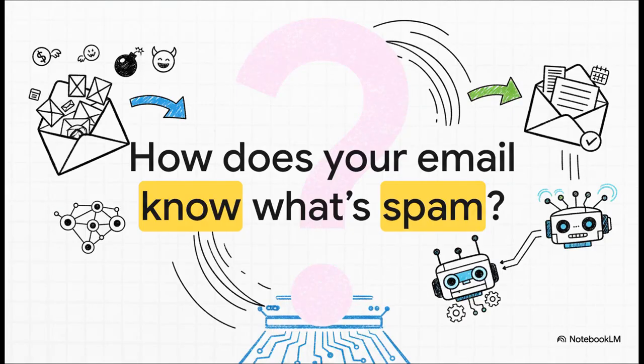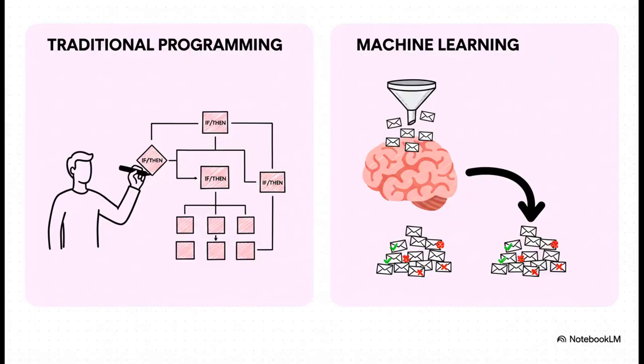Let's start with something we all see every single day. How in the world does your inbox just know how to filter out all that junk mail? I mean, there isn't some poor soul reading every single email, right? The answer, and you've probably guessed it, is machine learning. And no, it's not magic. It's just a totally different way of thinking about programming. So, how does this new way of thinking actually work?